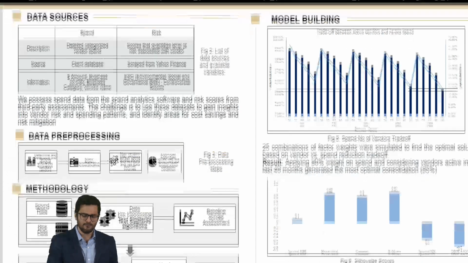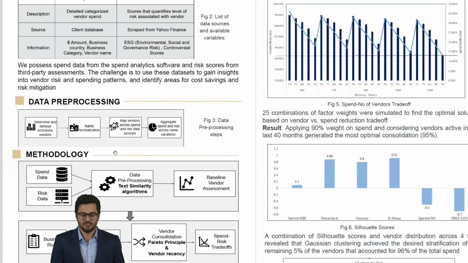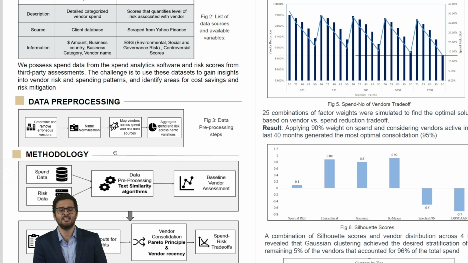The methodology that we followed here was: the spend data consisted of vendor names which were provided to us by the client, whereas the risk data consisted of vendor names which were standard web names as it had been scraped from Yahoo Finance. This posed a hurdle for us, and we had to follow text similarity algorithms here so that we could merge them and form a unified data set.